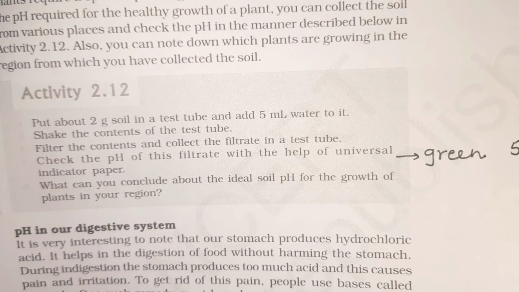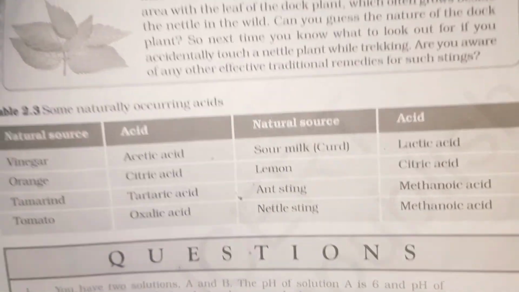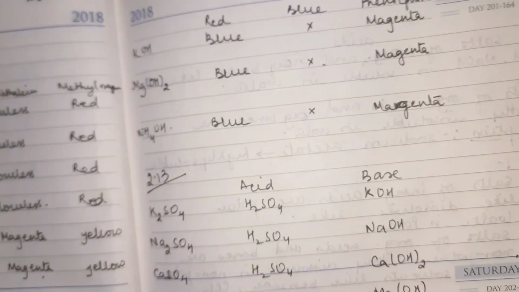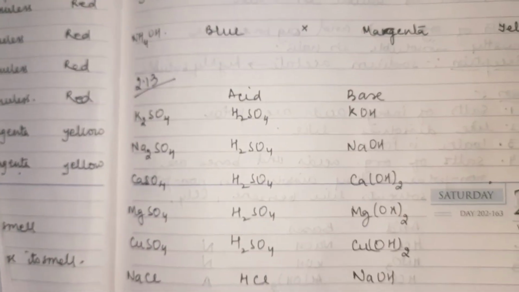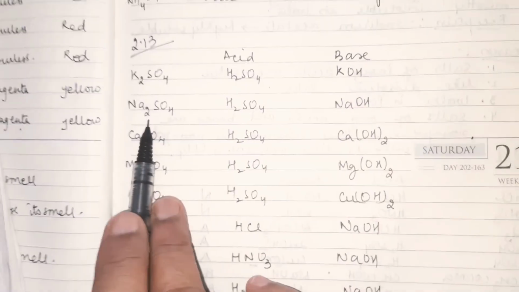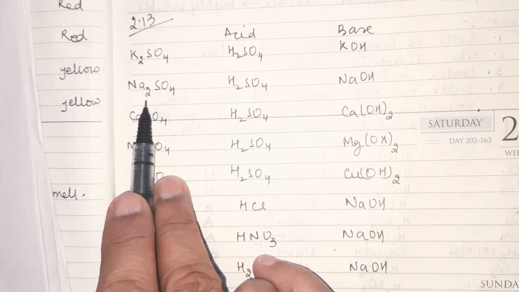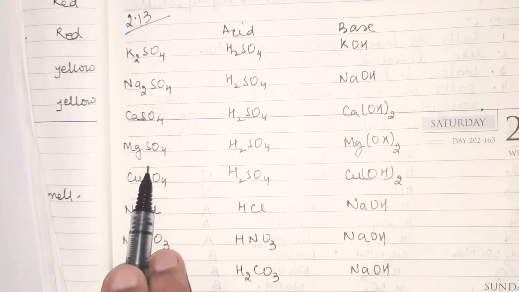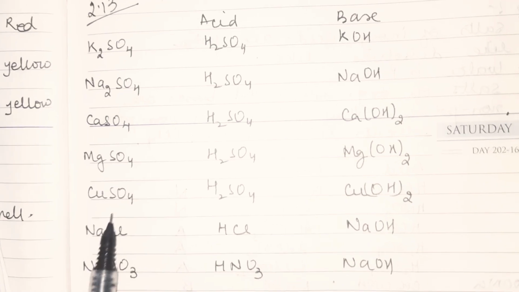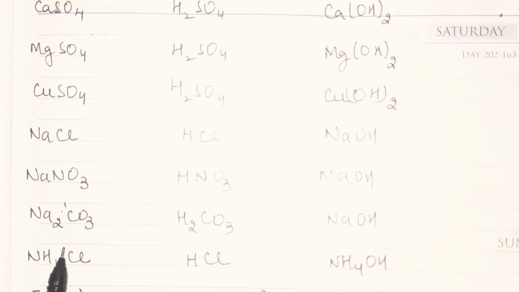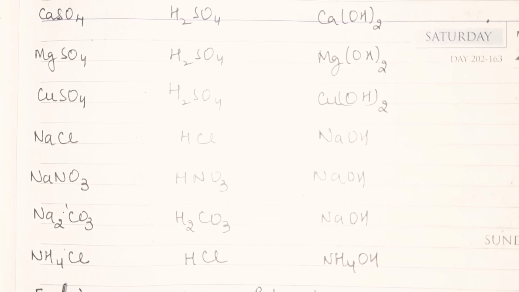Then moving ahead to another activity, which is activity 2.13 of your book. 2.13 is about the salts, about the family of salts. Now we have a different variety of salts. The book says that we have taken potassium sulfate, which is K2SO4, sodium sulfate, Na2SO4, then calcium sulfate, which is CaSO4, then magnesium sulfate, MgSO4, copper sulfate, CuSO4, NaCl, sodium chloride, NaNO3, sodium nitrate, Na2CO3, sodium carbonate, NH4Cl, which is ammonium chloride.